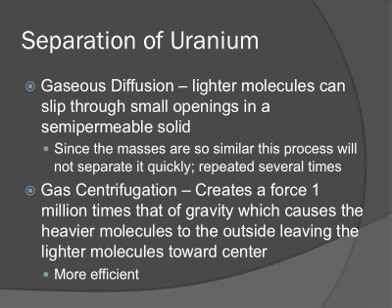But it creates a force that is 1,000,000 times that of gravity, which causes the heavier molecules to fly to the bottom, so the uranium-238, and what's left at the top is uranium-235. So this is a much quicker process, and they don't have to repeat it over and over again. And again, this is how we enrich our uranium fuel. We're trying to get more uranium-235, less uranium-238.